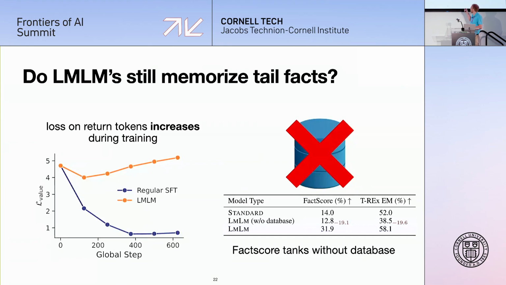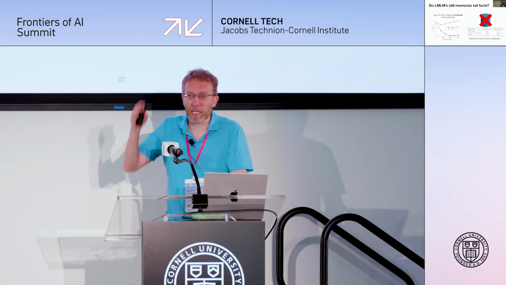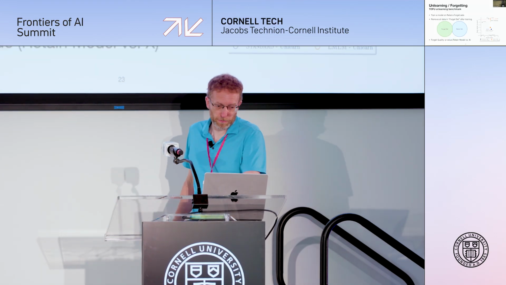You can also test this here. During testing, we suddenly remove the database, which is of course really unfair, right? The poor model relies on the database, and we just suddenly remove it. And then the performance completely tanks.